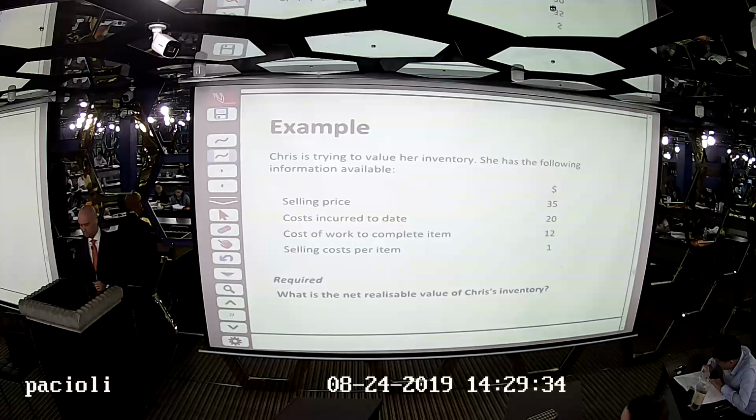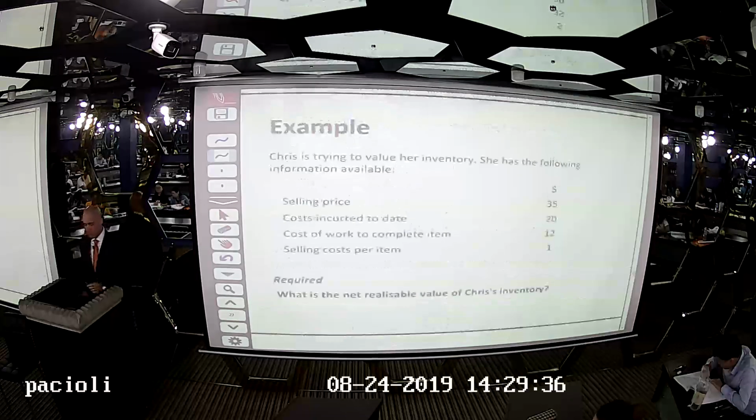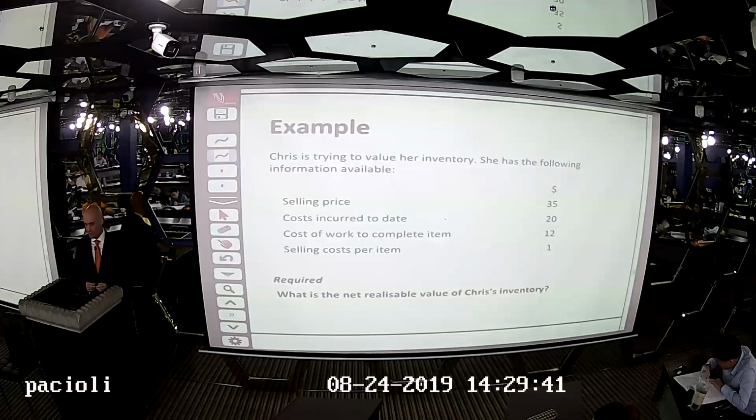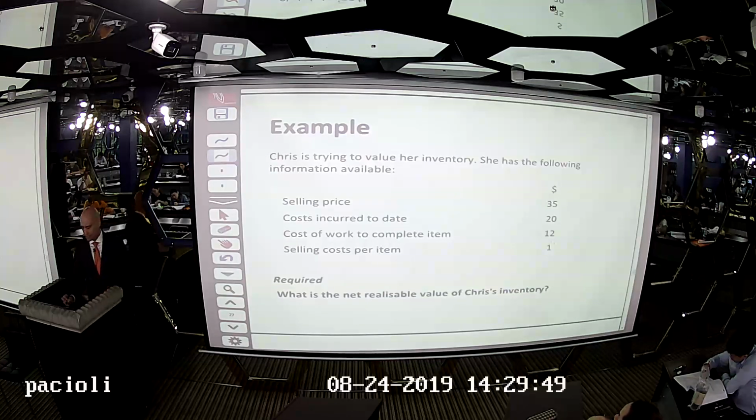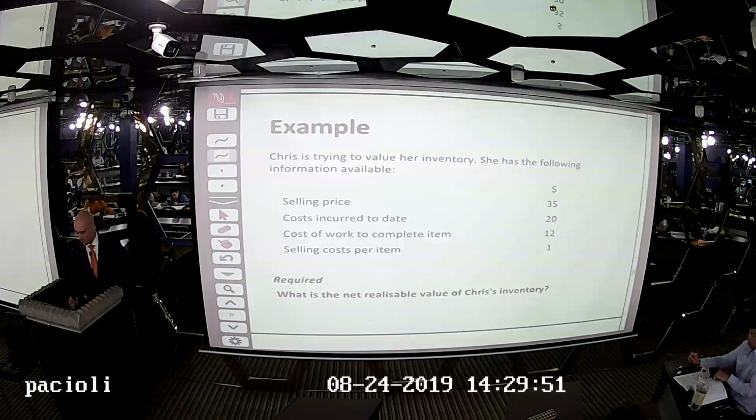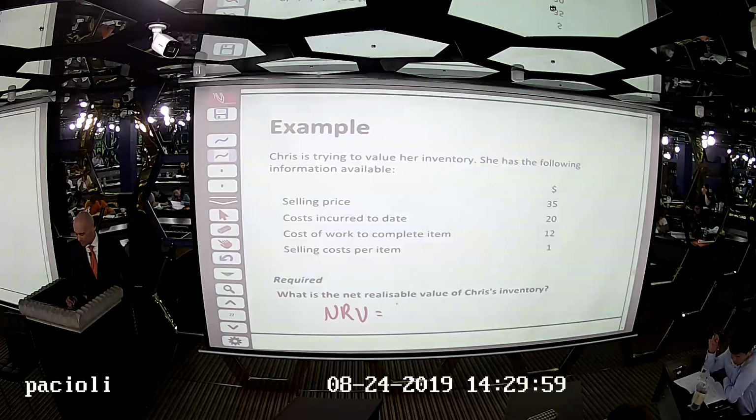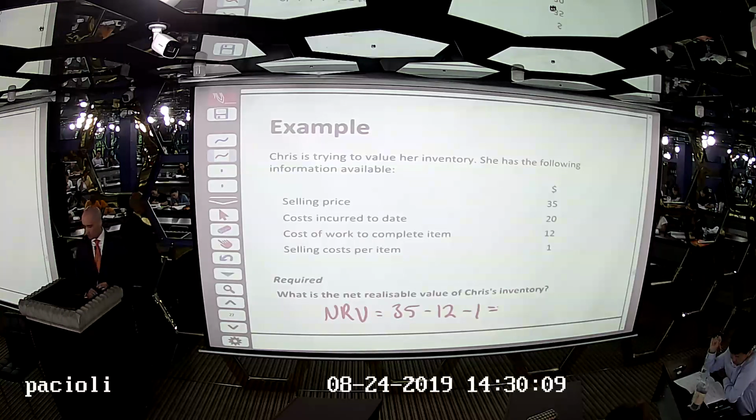Okay, so for example, we have the answer. Chris is trying to value her inventory. She has the following information. The selling price is $35. The cost incurred to date is $20. Cost to complete is $12. Cost to sell is $1. What is the net realizable value? It's going to be the selling price, 35, minus cost to complete 12, minus cost to sell 1. So 22.